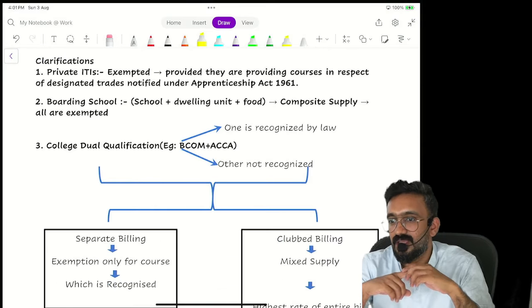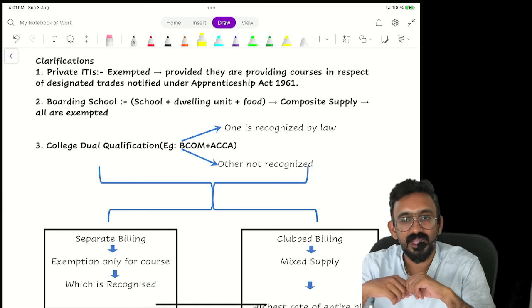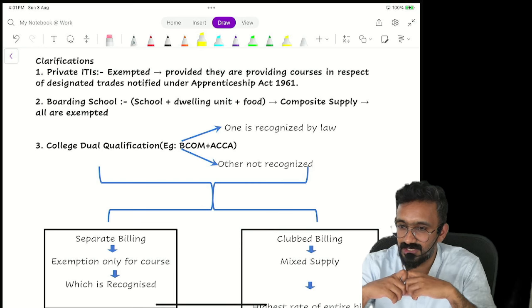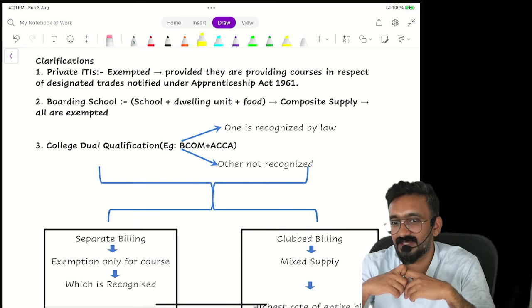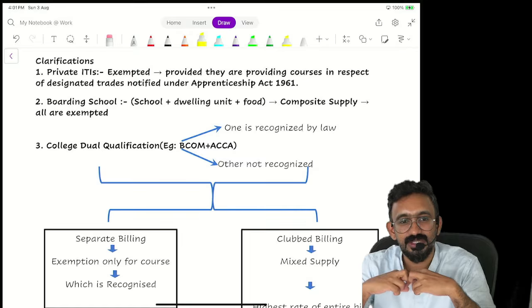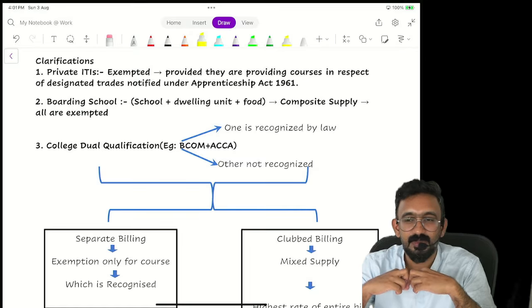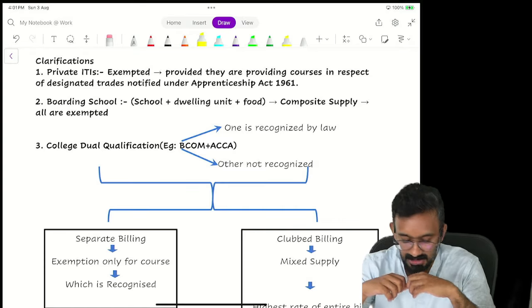Clarification. You know that ITI is a third category educational institution. What about private ITI? They are also considered to be an educational institution. Clarified. Last exam question. Provided it is providing courses in respect of designated trades mentioned in the Apprenticeship Act, private ITI also would get exemption.